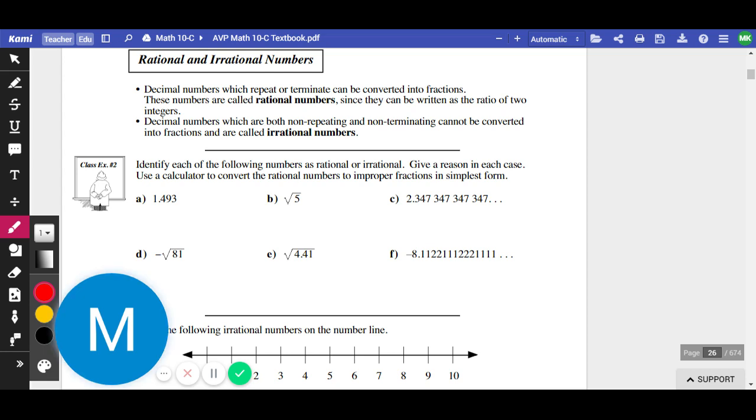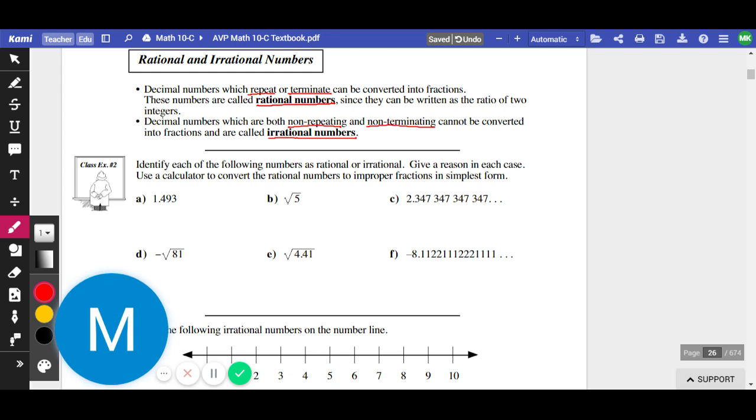Rational numbers are numbers that repeat forever or terminate. Okay? One or the other. Doesn't have to be both. In the definition, they put that they repeat or terminate, they're rational numbers. If they don't do one or the other, if they don't repeat and they don't terminate, we call that irrational. Okay, so non-repeating, non-terminating, we call irrational.